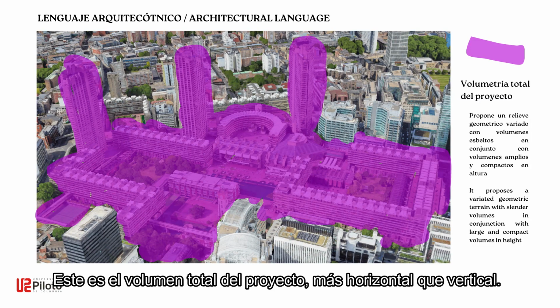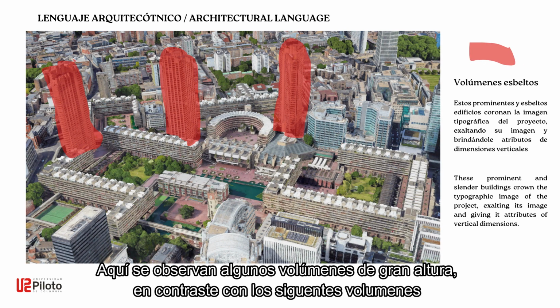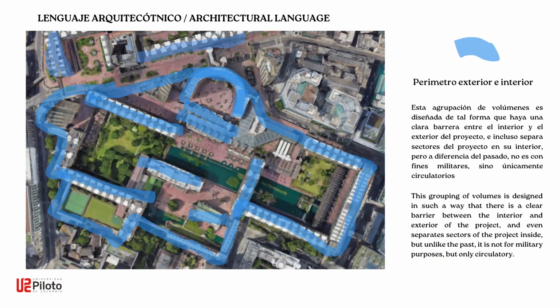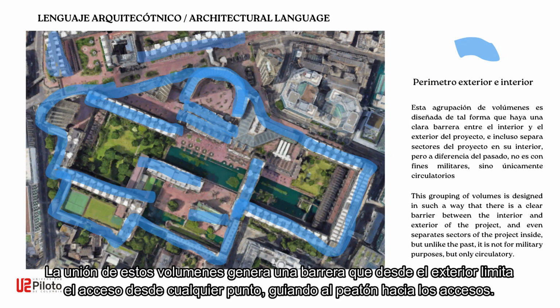This will be the total volume of the project. It counts with more horizontal dimensions than with vertical dimensions. Here it can be seen some of the volumes of great height, in contrast with some of the next volumes, which are the least prominent, but the most common along the project. The union of these volumes generates a barrier that from the exterior limits the access of any point, guiding the pedestrians to the access of the project.